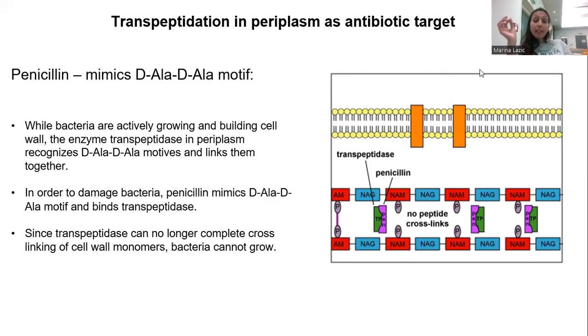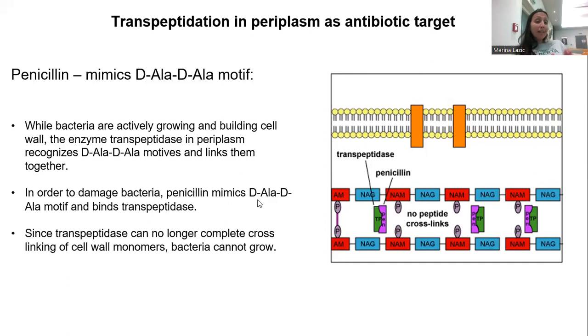Now, why is this transpeptidation in periplasm important? Well, because it's an antibiotic target. Maybe some of you heard about this. Penicillin is a very famous antibiotic. I'm sure you all know about penicillin. The mechanism of penicillin action is actually to mimic this conserved diala-diala motif. They look quite similar. Penicillin, diala-diala. They're quite similar, which means they can trick the cell.